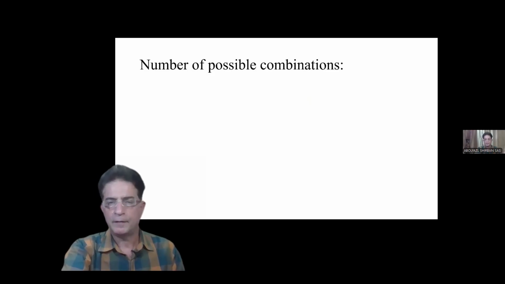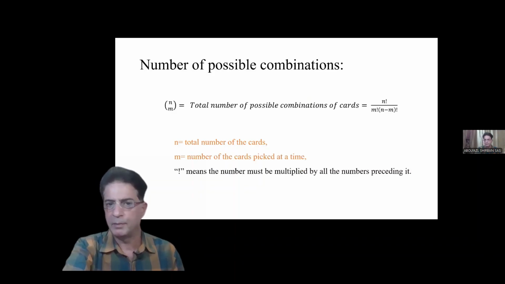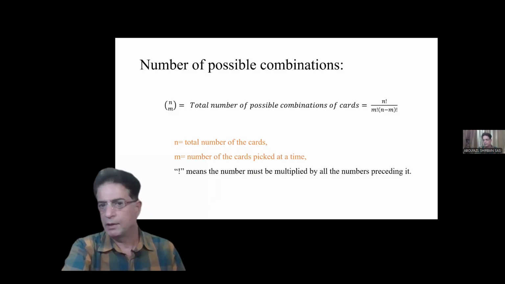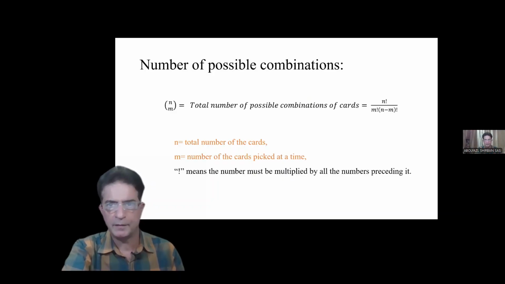Now, if you apply this, the number of combinations, you can apply this formula: n factorial divided by m factorial times n minus m factorial, in which n is the total number of cards, m is the number of cards picked at a time, and factorial means the number must be multiplied by the numbers preceding it. For instance, 5 factorial means 5 times 4 times 3 times 2 times 1.